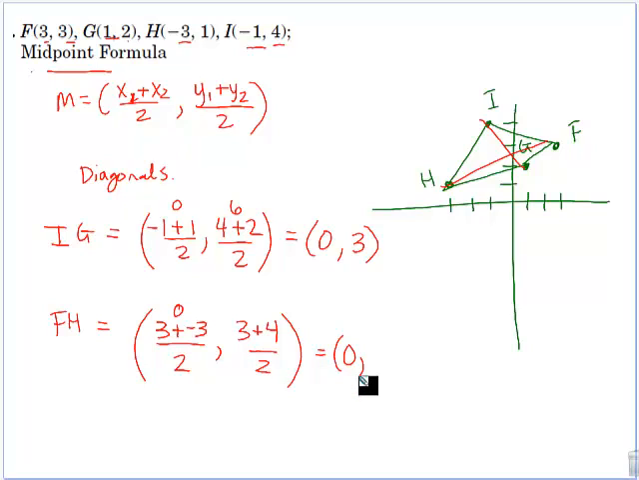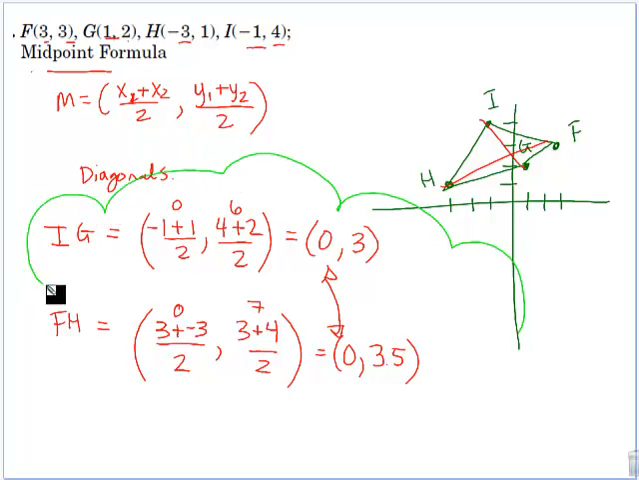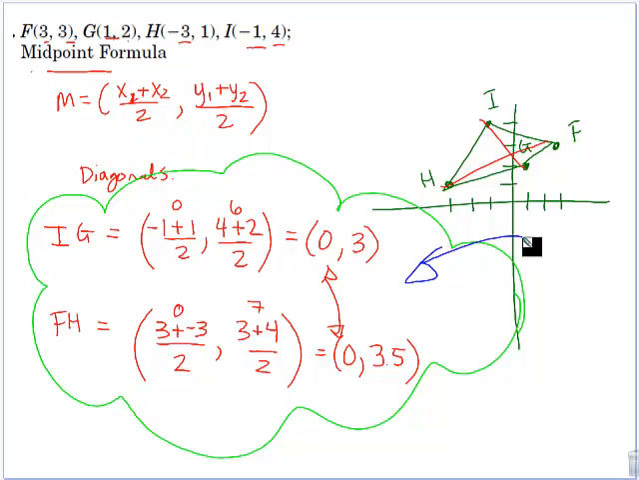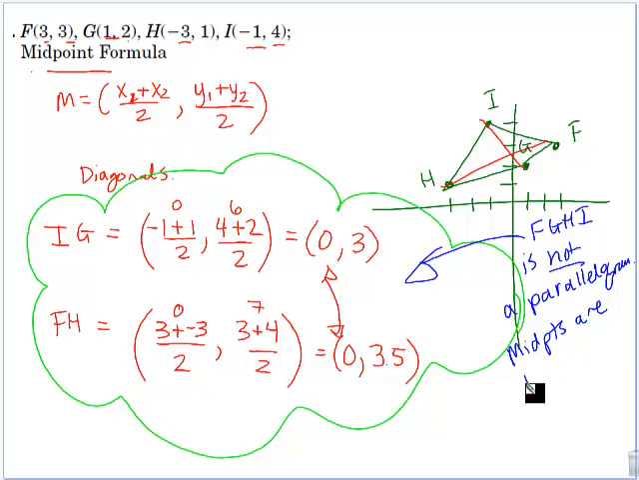Okay, so far we have the same x point. 3 plus 4 is 7. 7 divided by 2, though, is 3.5. So right there, are those the same exact point? No, they're not. One has a y value of 3, and the other has a y value of 3.5. So here's your justification right here. And so because of this, FGHI is not a parallelogram. Their midpoints are not the same.